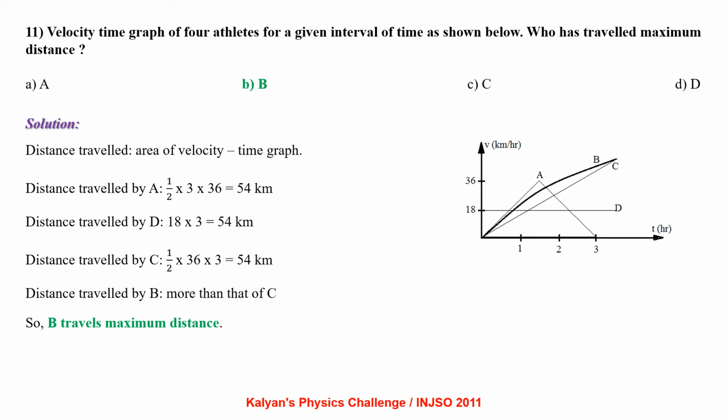Distance traveled by D is 18 into 3, that is the area of the rectangle, which also comes out to be 54 km. Distance traveled by C is half into 36 into 3, that is again the area of the triangle, which is 54 km. Distance traveled by B is more than that of C, so B travels maximum distance.